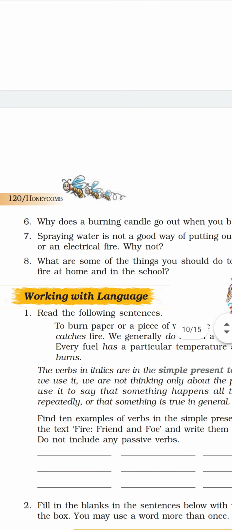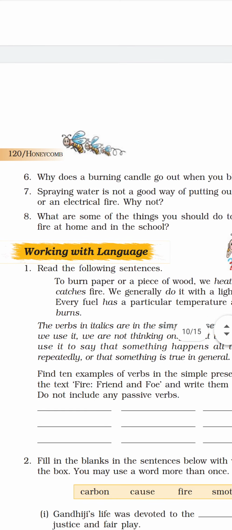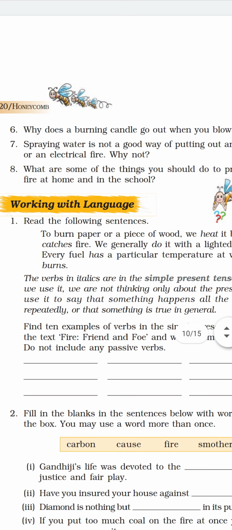The next question is, why does a burning candle go out when you blow on it? A burning candle goes out when you blow on it because when we blow air, we remove the hot air around the flame, bringing down its temperature below the flash point. Now moving on to the next question.